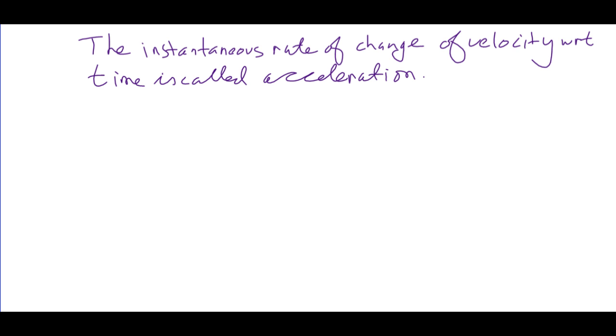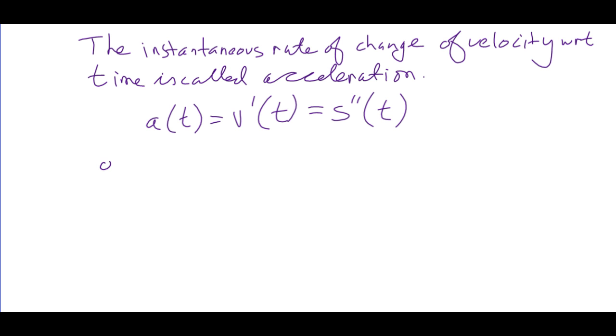And so a of t is v prime of t, which is s double prime of t. Right, so the second derivative of position, or in Leibniz notation, a is dv by dt, or d squared s over dt squared.